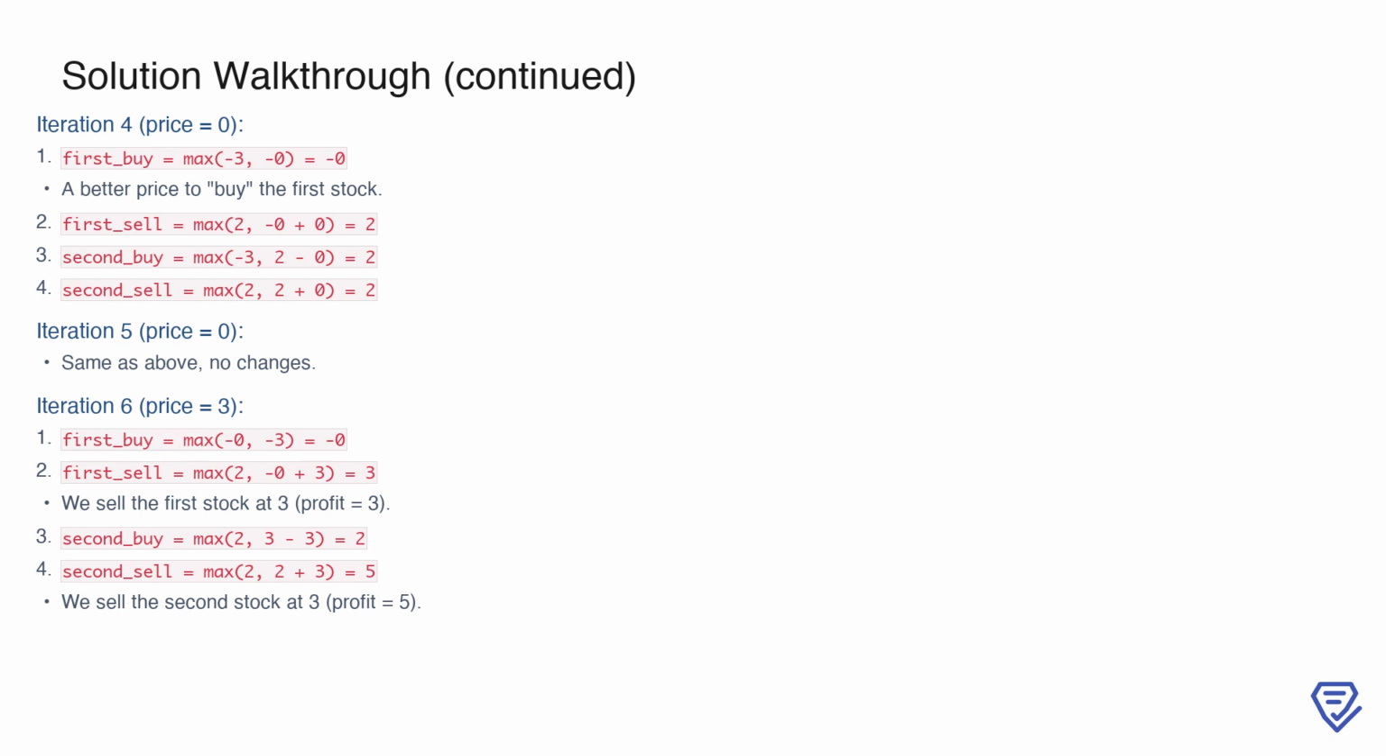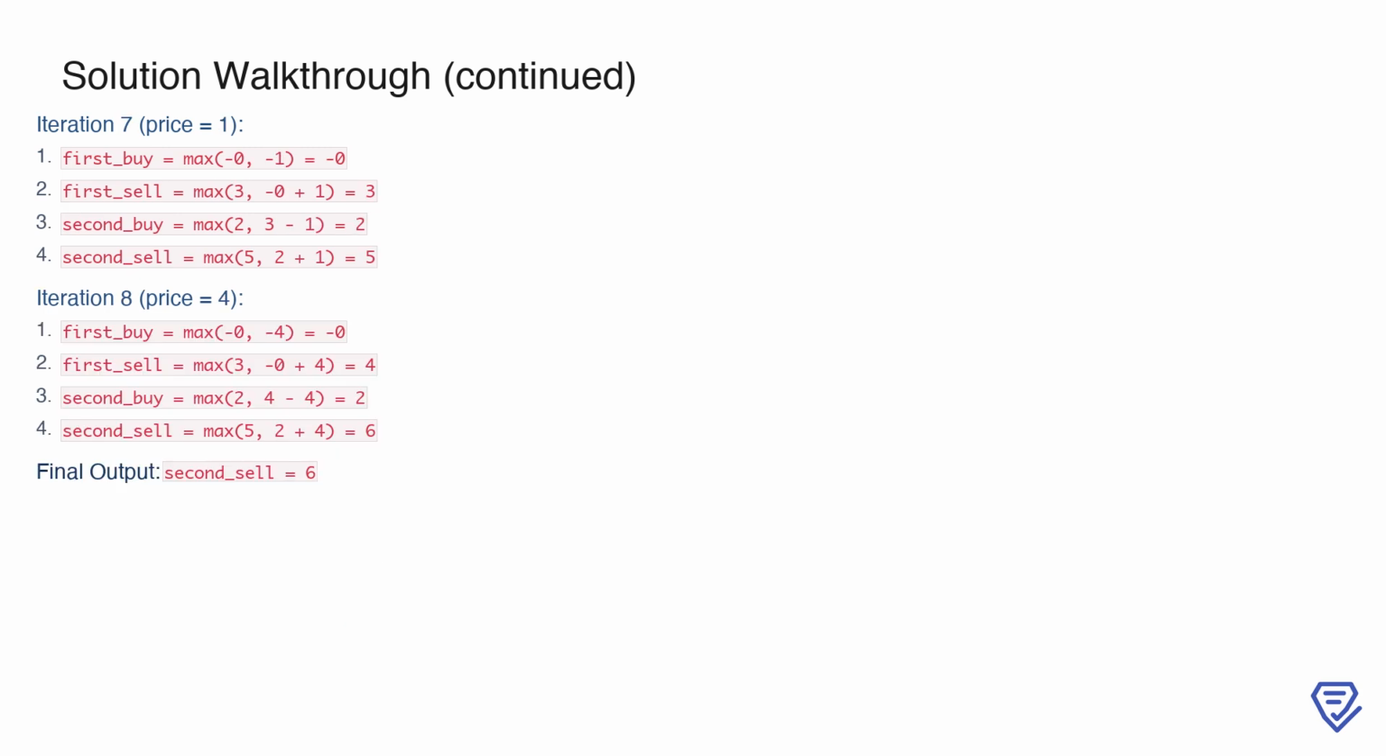Now, when the price increases to 3 in the sixth iteration, we see first_sell increase to 3, as selling the stock purchased at 0 now yields a profit of 3. second_sell also updates to 5, as selling the stock purchased at 3 gives an additional profit of 5. At this stage, second_sell is tracking the best profit from 2 transactions so far.